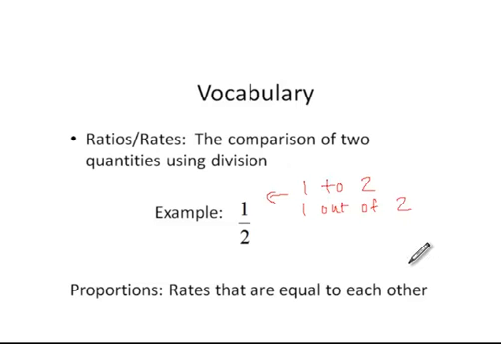Proportions, rates that are equal to each other. So that's when you're going to actually be setting some sort of rate equal to another. So you can try to come up with an equivalent fraction to do it. So for example, 4 out of 8 would be equivalent.